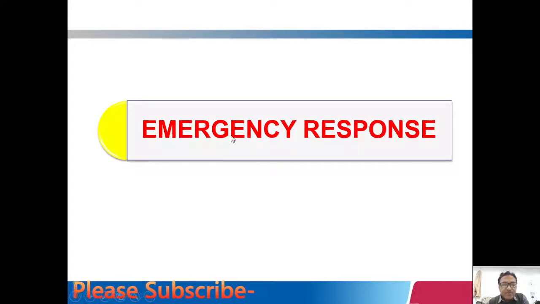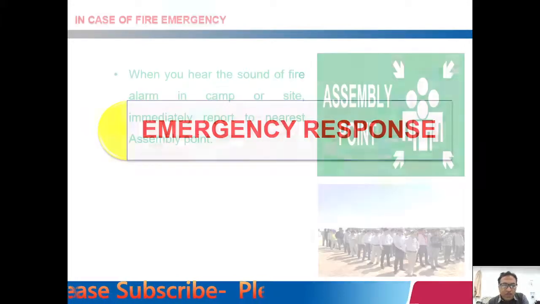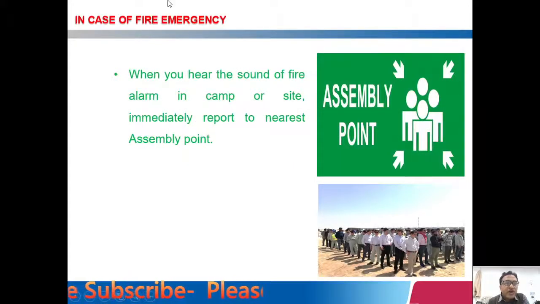Emergency response. We discussed the emergency number, but regarding emergency response: an emergency is an unexpected and dangerous situation which requires a quick response when there is an emergency. So in case of a fire emergency, when you hear the sound of the alarm, what do you have to do? You have to evacuate. If you are working in the camp, in office areas, or on site, you just have to stop your work and report to the assembly point.